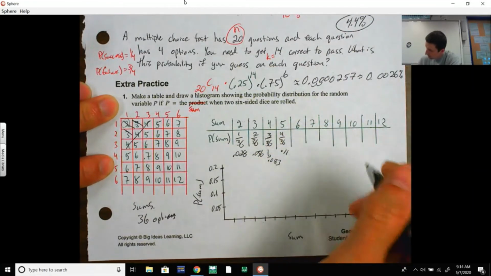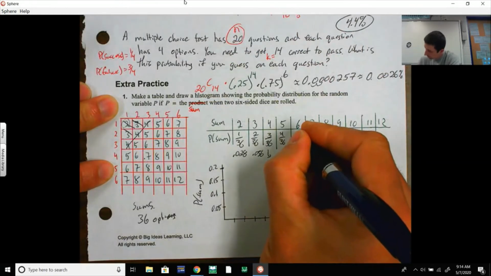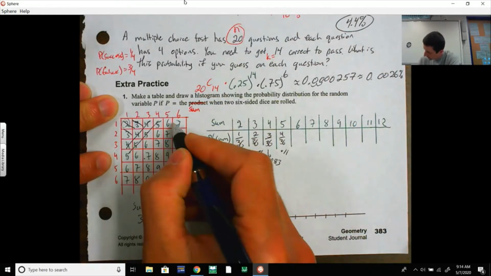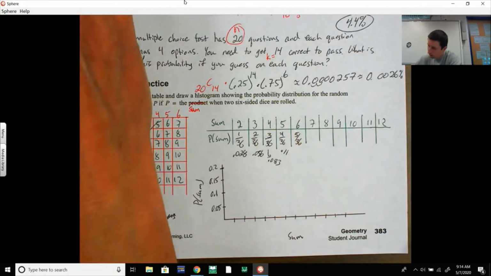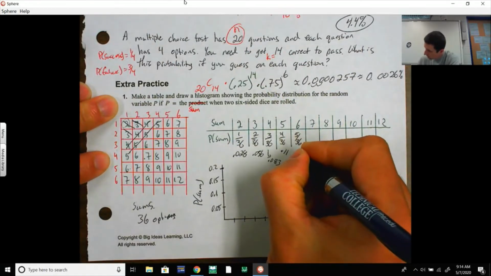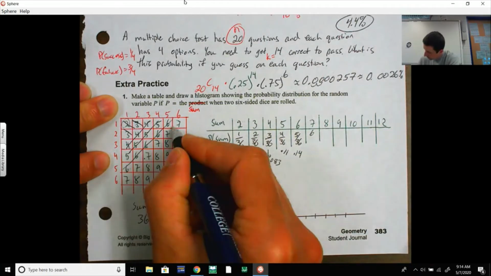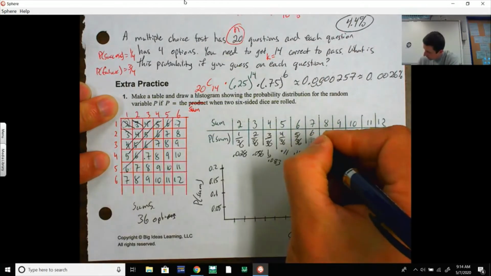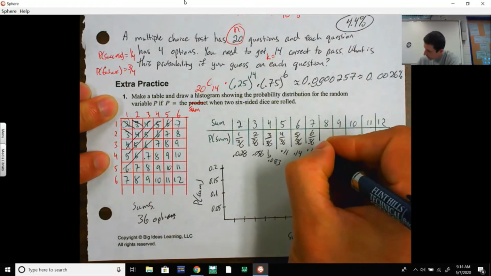0.11, see how it's going up. 6 out of 36, it's 1/6. So, sorry. 6 is 1, 2, 3, 4, 5. 5 out of 36. 0.14. 7 out of 36, okay, 7s, there are 1, 2, 3, 4, 5, 6 7s. And that would be 0.17, about there.